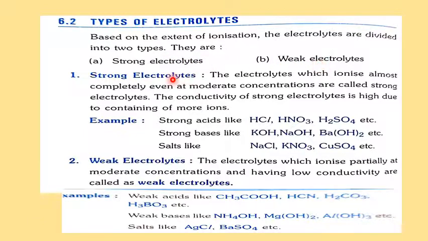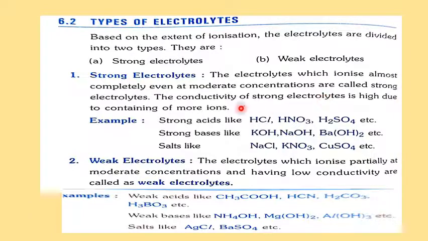First, we discuss about strong electrolytes. What are the strong electrolytes definition? The electrolytes which ionize almost completely even at moderate concentration are called strong electrolytes. The conductivity of strong electrolyte is high due to containing of more ions.